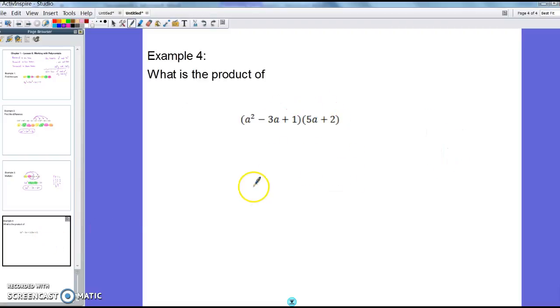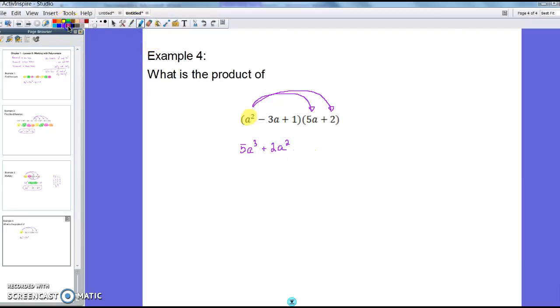Okay, in this last example, we have a trinomial and a binomial. So we can't do FOIL, but we're going to basically follow that same idea. I'm going to start with the first term, and I'm going to multiply that by each term in the binomial. So a squared times 5a is going to give me 5a cubed. A squared times 2 is going to give me 2a squared.